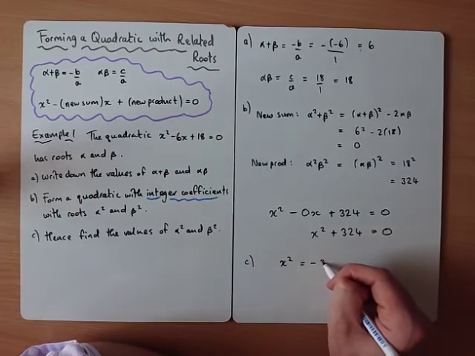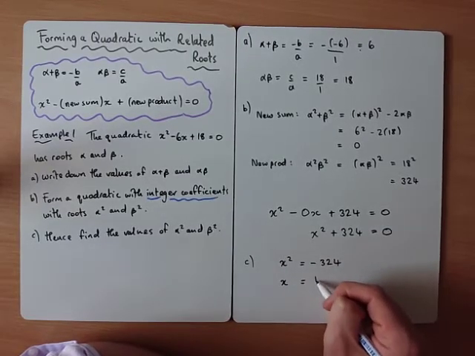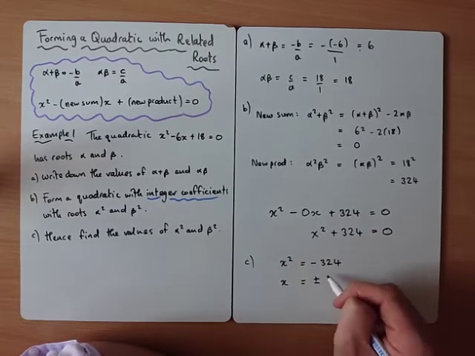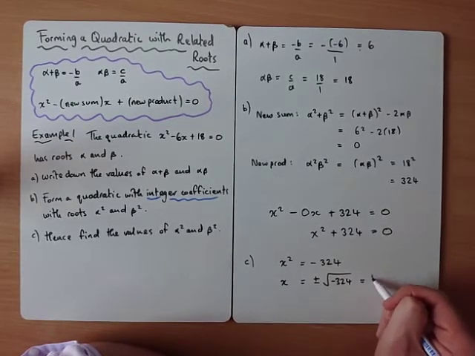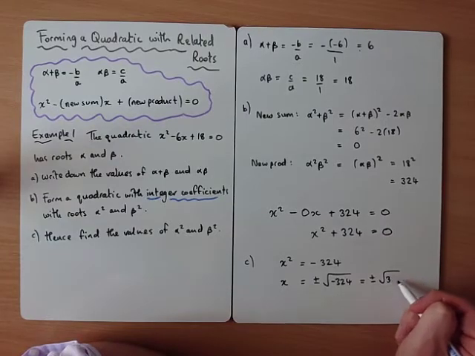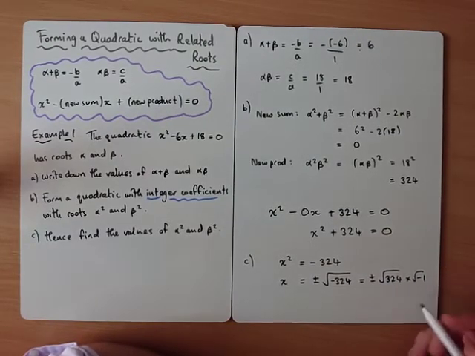X squared would equal minus 324. Clearly we're going to get complex roots, so plus or minus the square root of the negative, think about how surds work.